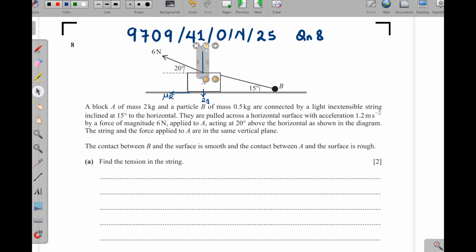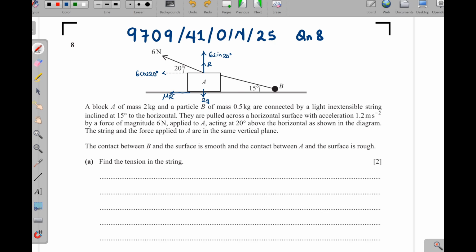Let me try to connect this one properly. We shall have our R, the normal reaction. But then I will also do some resolving of forces here. So we shall have 6 cosine of 20 newtons. And then when you open it up, it will be 6 sine of 20 degrees.